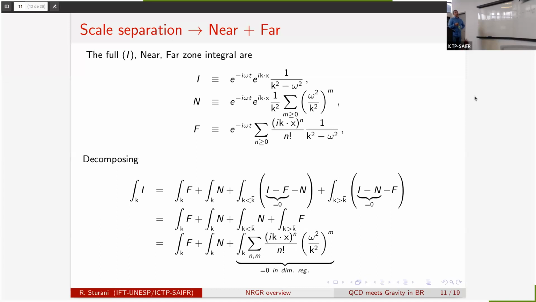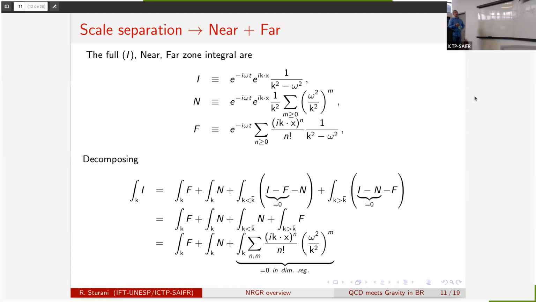But look at this. Now I'm on soft k. So on soft k, I can expand also the exponential inside n. And look at this. Here I'm on hard k. So I can expand also the propagator of f. And so I can expand this and I get this. I can expand this, I get this.